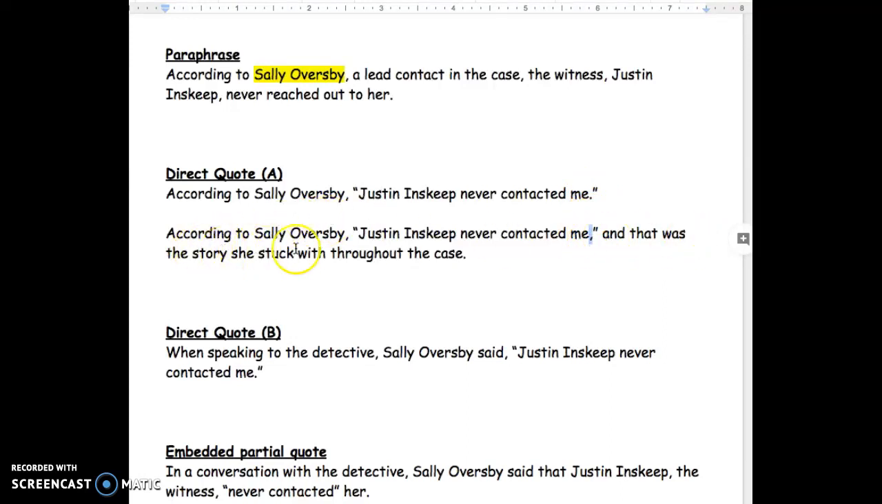You see that? According to Sally Oversby, "Justin Inskeep never contacted me." And that was the story she stuck with throughout the case, period.